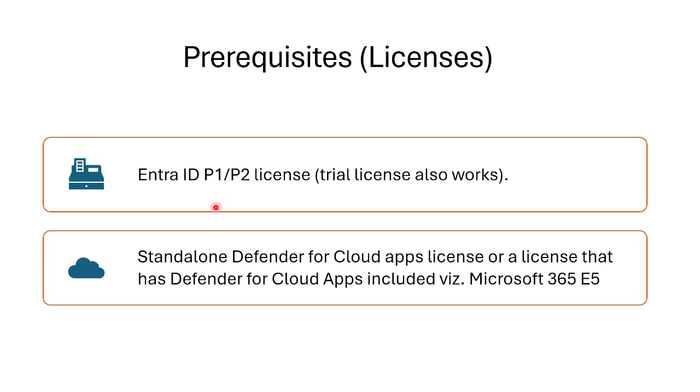And secondly, because we're going to be using Defender for Cloud Apps, a standalone Defender for Cloud Apps license is required, or a license that has Defender for Cloud Apps included can also work, which in my case, my tenant organization has a Microsoft 365 E5 license without audio conferencing. All of these licenses need to be ticked off, so make sure you have that before you move on to the demo part of this video. But as far as theory is concerned, these prerequisites are of no value because we're going to be covering theory in this particular video. All right.